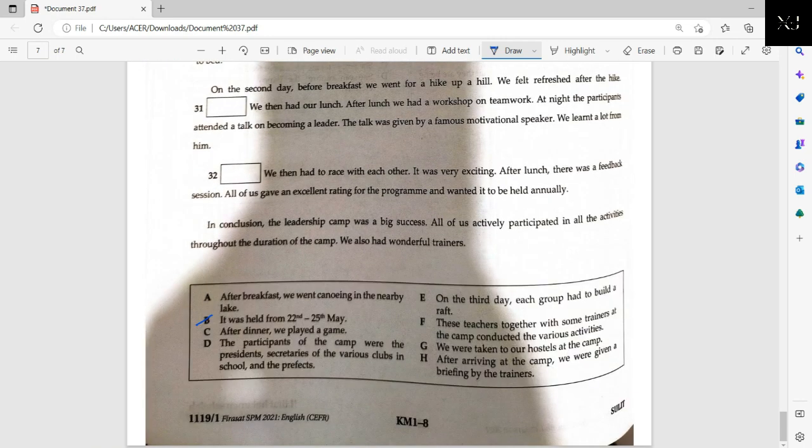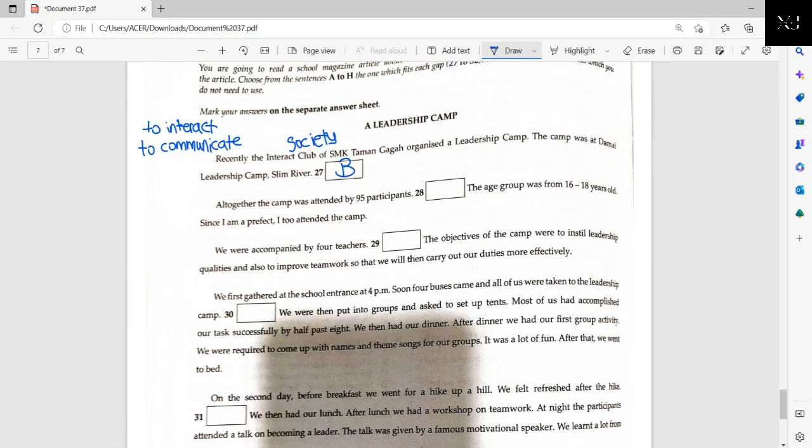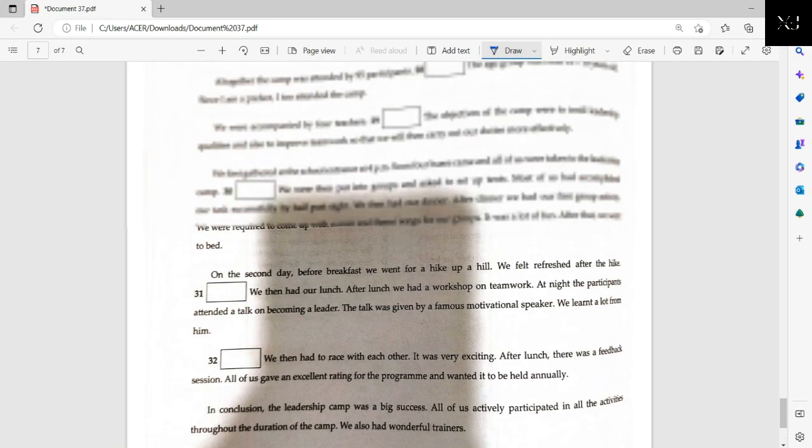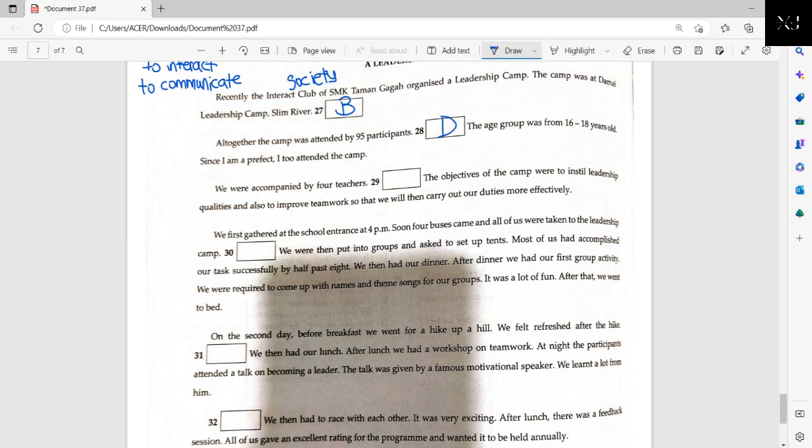So question 28. Let us take a look at the options below. They previously mentioned that there were 95 participants, right? So obviously in the answer here, they mentioned information about the participants again after question 28. So for question 28, we are hoping to look for an answer that tells us more details about the participants. That will leave us with the answer D. The participants of the camp were the presidents, secretaries of various clubs in schools and the prefects. People or students with leadership roles in schools are the ones who are participating in this leadership camp.